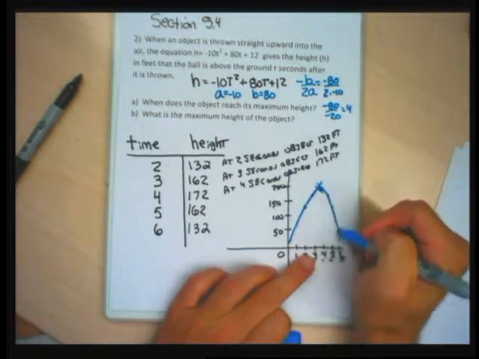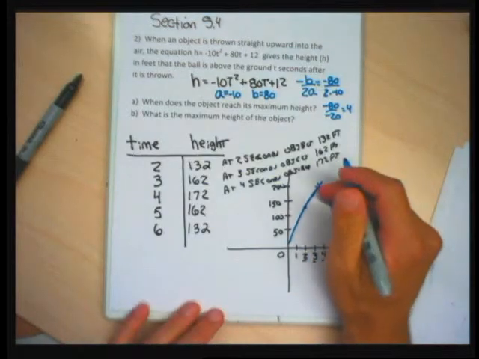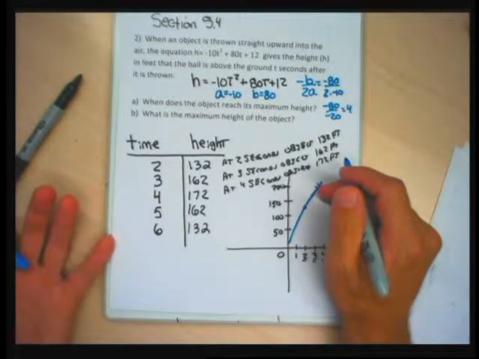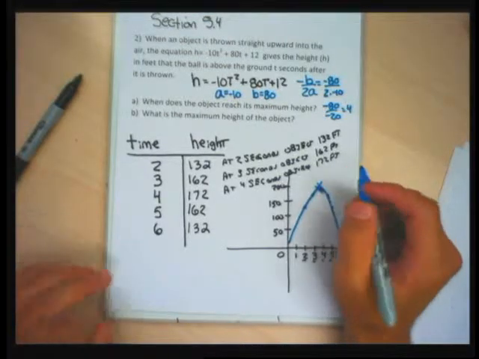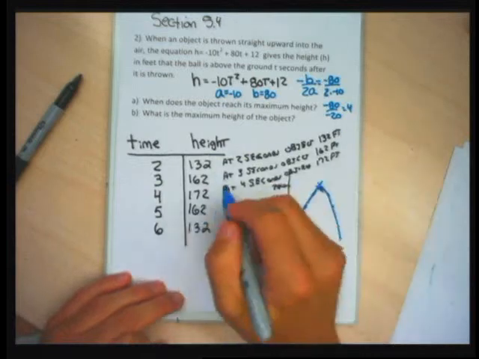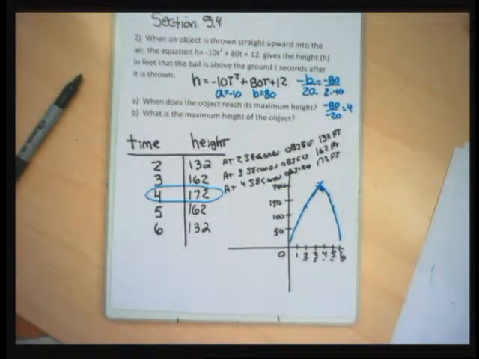Each position, where it is at, kind of shows both its time and its height. The x-coordinate is the time, the y-coordinate is the height, and when I graph this, the vertex is going to contain my answer. That's going to be the case for every single problem in section 5.4.